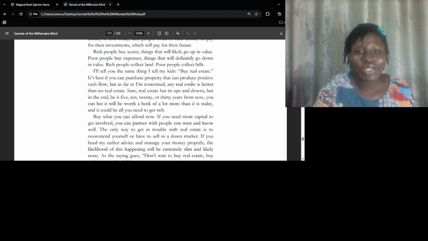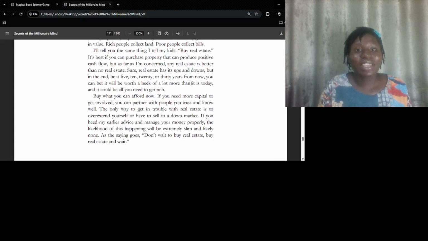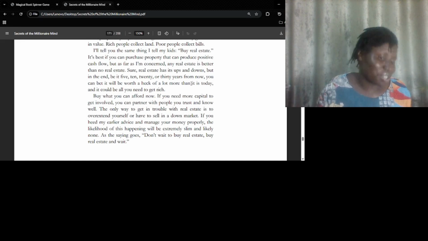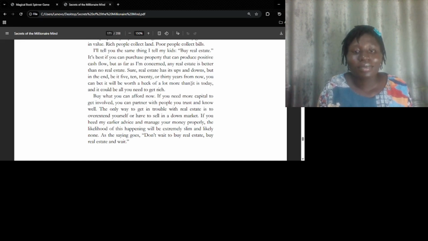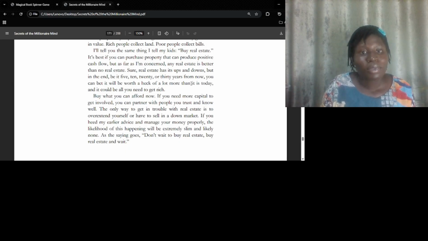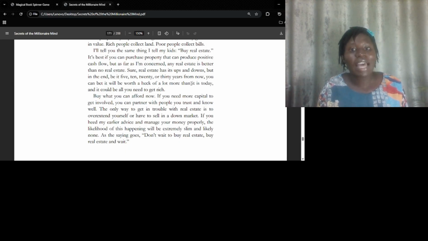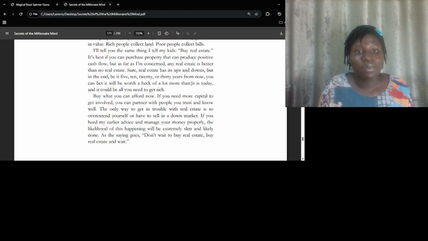I like this truth. I'll tell you the same thing I tell my kids. Okay, we're ready to listen, baby. Ready to listen, sir. Buy real estate. It's best if you can purchase property that can produce positive cash flow. But as far as I am concerned, any real estate is better than no real estate.